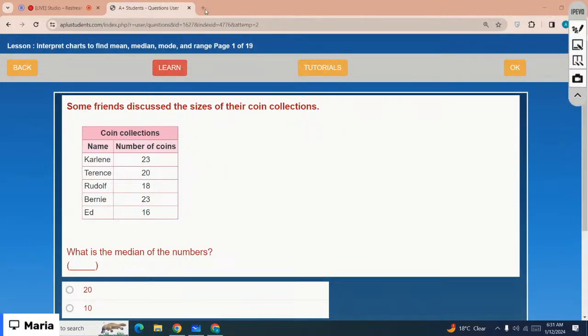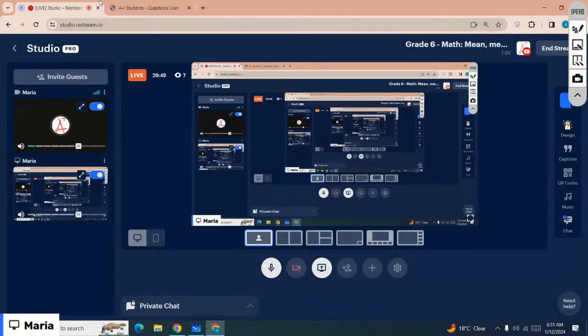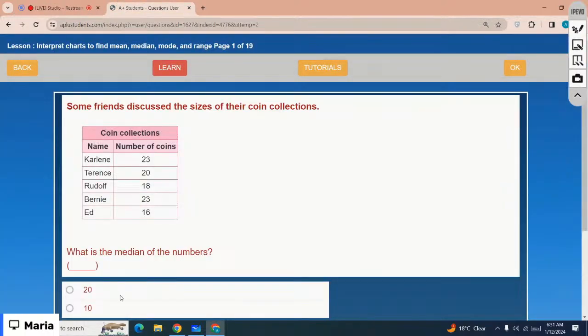So the correct option is 20. 20 is the median of the given data. So the correct option is 20. Got it?